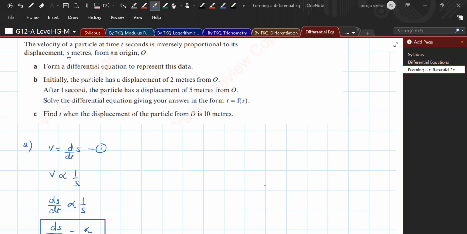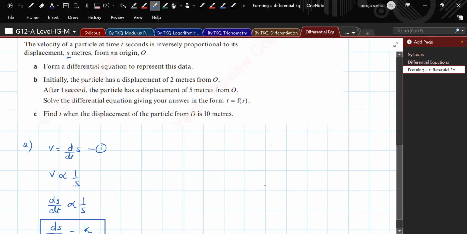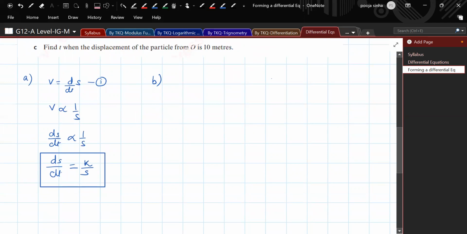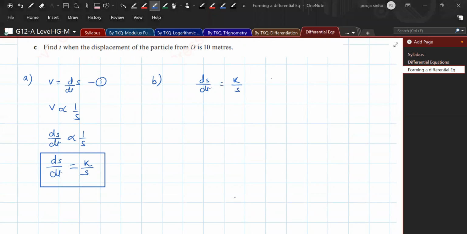Now comes what you had learned yesterday. What did you learn yesterday? Solving a differential equation, correct? The A part was always given to you till yesterday, but now it is not given. Now you have to form the equation. The equation is made. So what equation did we make? ds by dt is equal to k upon s. That's your equation. From here, you have to first separate the variables.